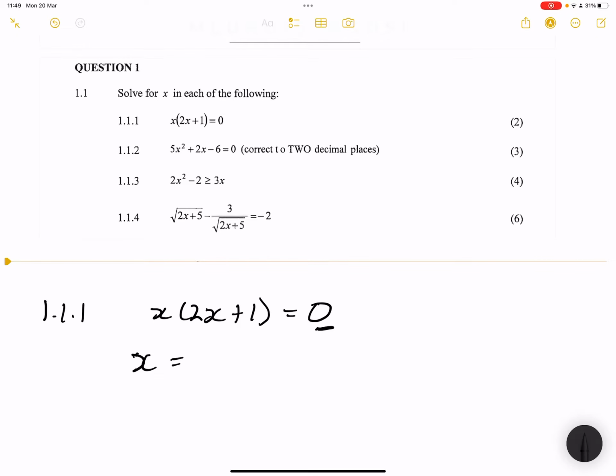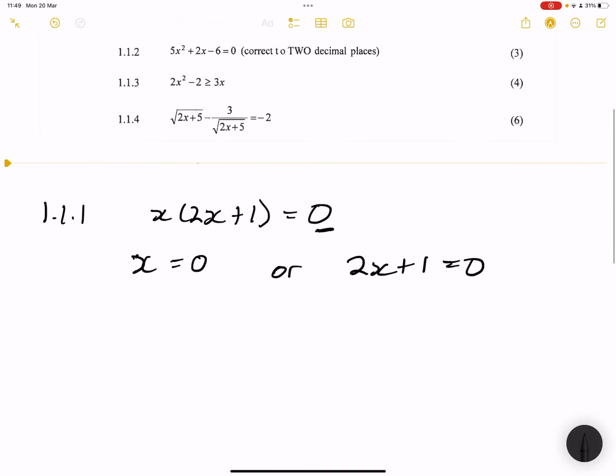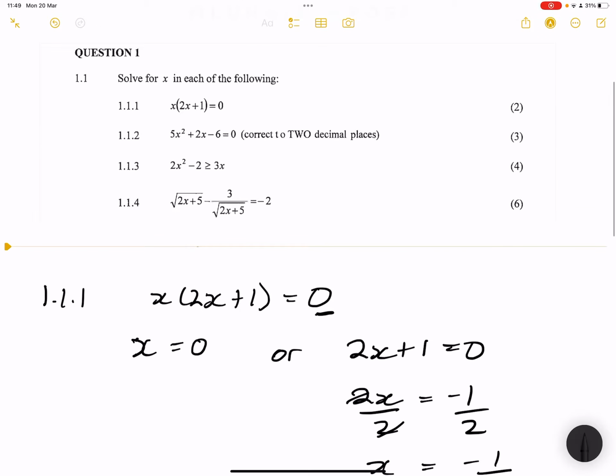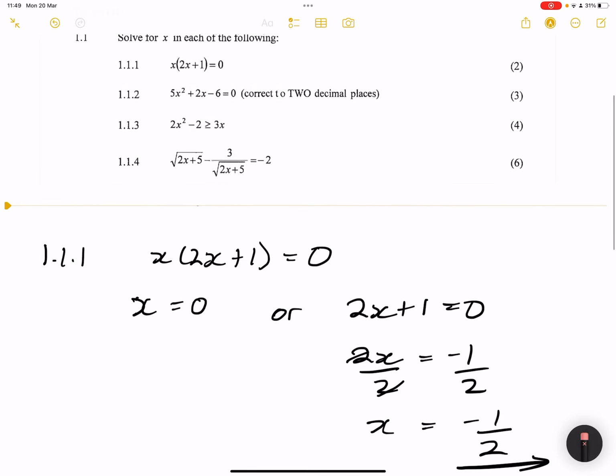So it means that x is equal to 0 or 2x plus 1 is equal to 0. Okay, so that means that we've got 2x is equal to negative 1, and we can divide both sides by 2. And so x is equal to negative 1 over 2. Those are both our answers. All right, so please keep in mind, the only time we'll do that is if we've got a 0 on the other side. They've given us something that's already factorized, so we just get, in this case, the roots.